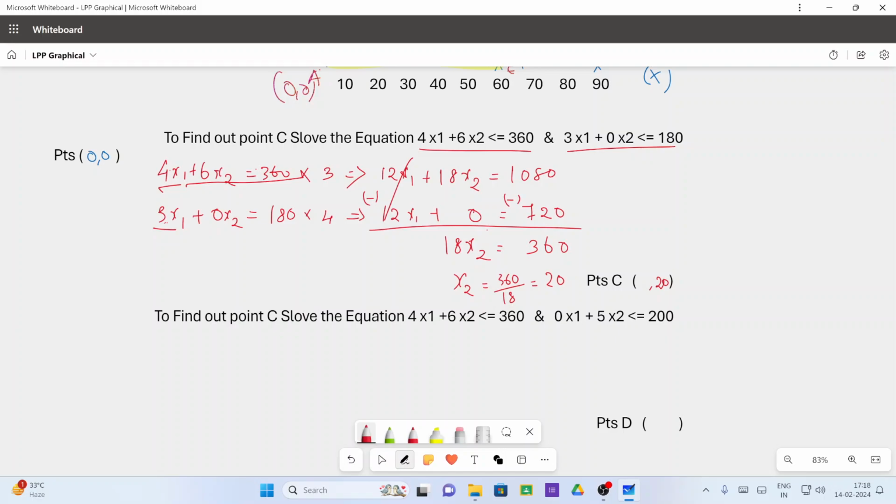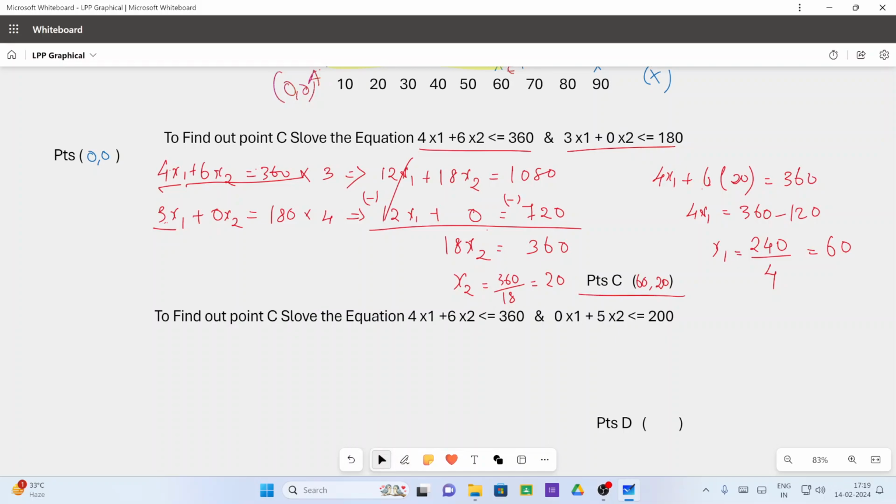We'll take equation number 1, which is 4x1 plus 6 into 20. 6 into 20 equals 120. So 4x1 plus 120 equals 360. So 120 goes that side, it is going to be minus 120. So finally x1 equals, this becomes 240 divided by 4. So finally it is going to be 60. So the point is 60 comma 20. So we got point C.